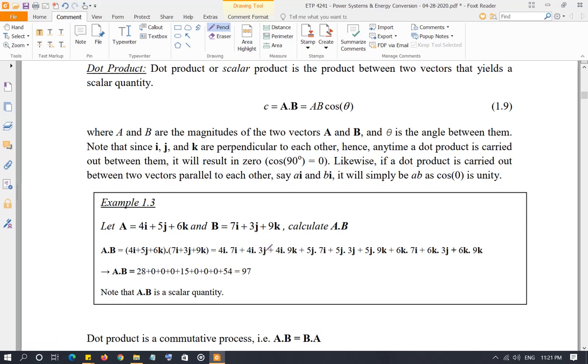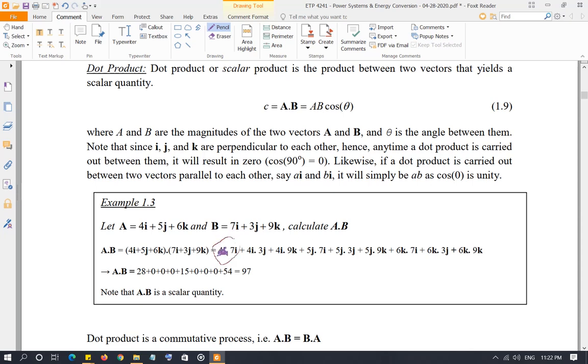i dot j, now they are perpendicular to each other. One is x-axis, one is y-axis. That means the angle between them is 90, cosine 90 is 0, so the whole thing is going to be 0. Likewise i dot k, whole thing will be 0. So whenever you're calculating the dot product, the only components that you should be concerned about are the components that are parallel to each other, or the components that are in the same direction. So i dot i, j dot j, and k dot k. The rest of the stuff is going to be 0.